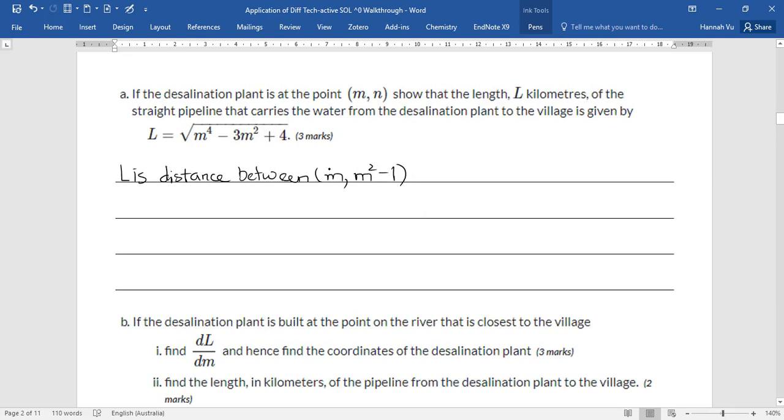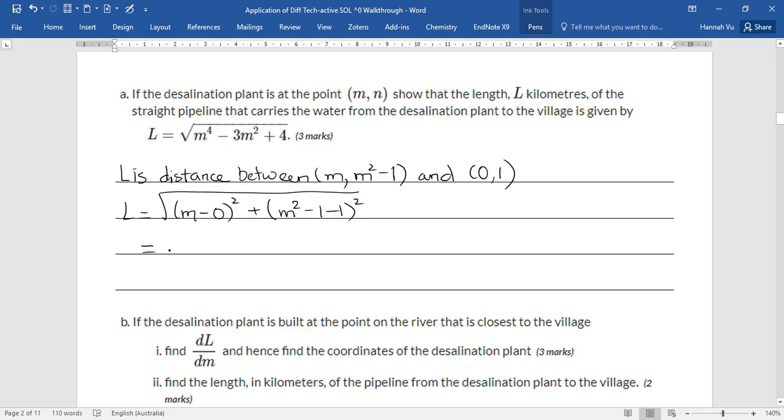3 marks, so I guess the first mark is to probably recognize that n equal to m squared minus 1. And 0, 1. Okay, so L would have to equal to, now you want to show all working out because it's a show that question. The good thing about a show that question is at least you know what the answer is supposed to be. So minus 1, minus 1. So, okay, so just say x1. It doesn't matter which one is which, as long as you're consistent.